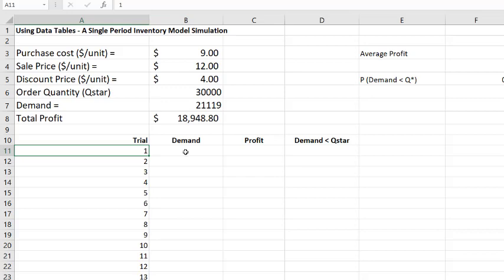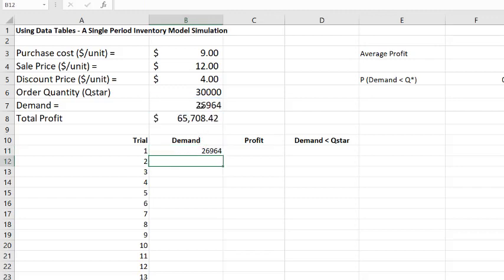So to use the data table, we're going to have a number of trials, which I have put here, and then we will enter the value of the parameter that you want to generate at different probabilities. In this cell, we are going to put the address of the parameter that we are using the probability distribution to generate. And then here is our metric, which is profit. So we'll put the equation, the cell address for profit here. Okay. And I will later show how to calculate the demand less than the optimum order quantity.